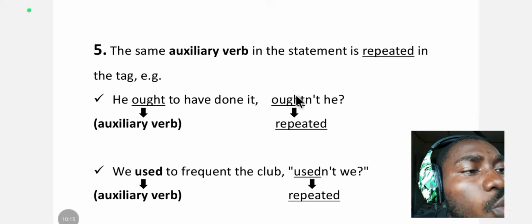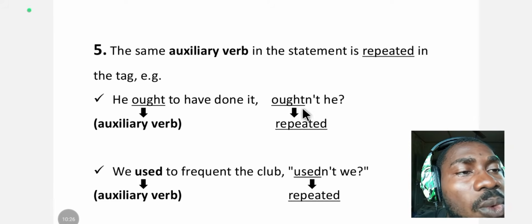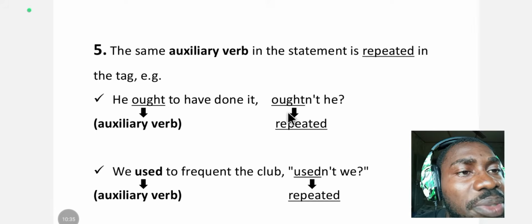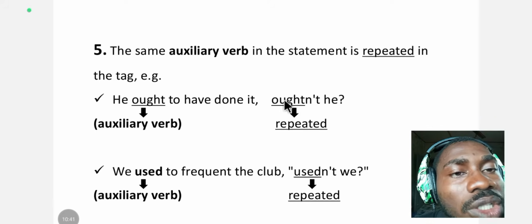So all the rules come together and work in harmony. All the rules. So oughtn't he? The auxiliary verb here, ought, was repeated here. Oughtn't he? Plus the subject, to create the tag question or the disjunctive.